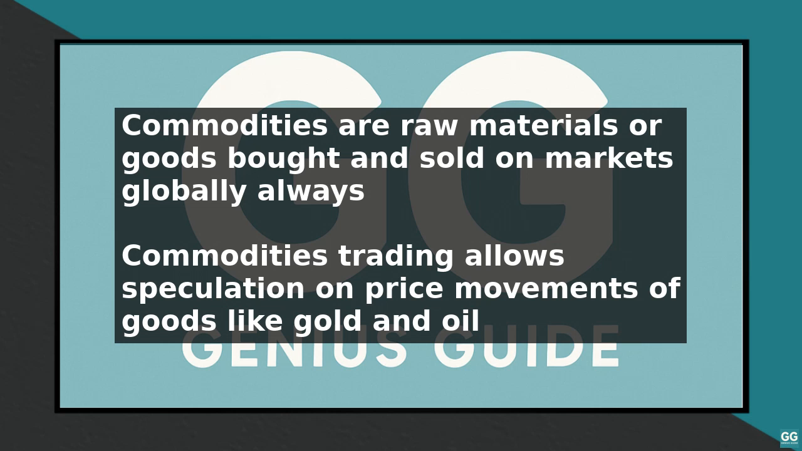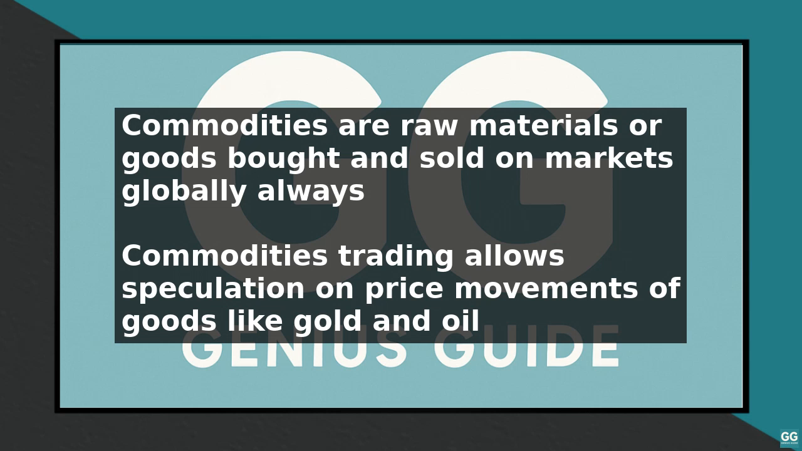First, it is essential to understand what commodities are. Commodities are raw materials or goods that can be bought and sold, such as gold, oil, and wheat. Trading commodities allows you to speculate on the price movements of these goods.